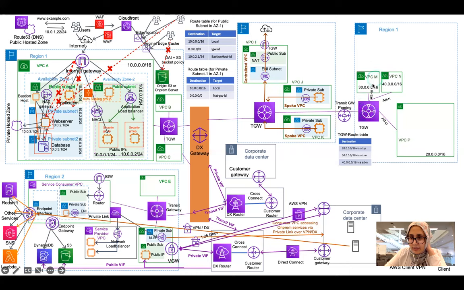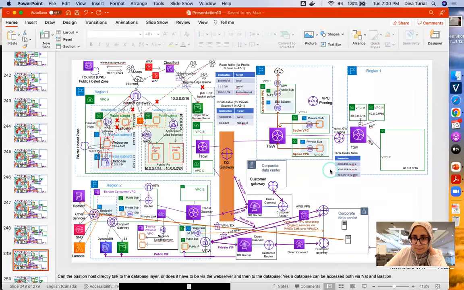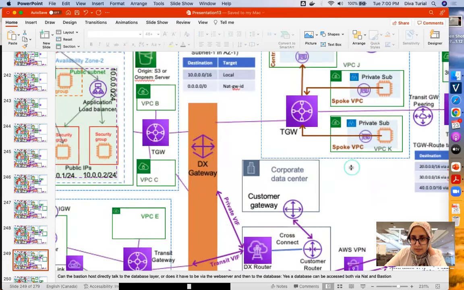So if it's VPC M, it's attachment M; VPC N, attachment N; VPC P, attachment P, right? And then what happens is, if you see in here, you have the 20.0/16 VPC, which is VPC P. It goes through the attachment P. It's really small, but let me just do something quickly here. I wanted to make it a bit bigger so you can see what I mean.